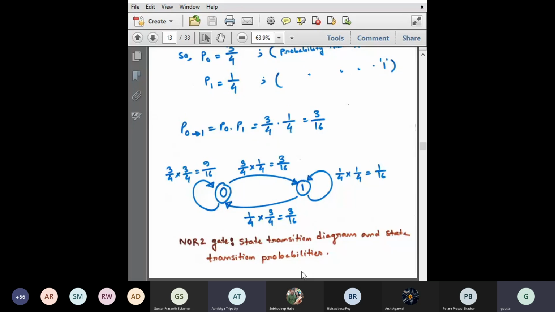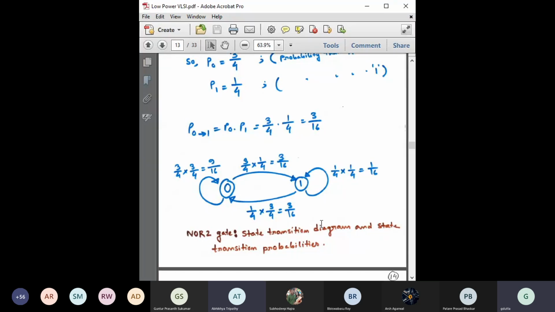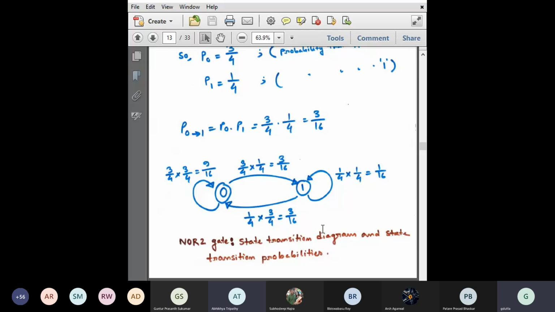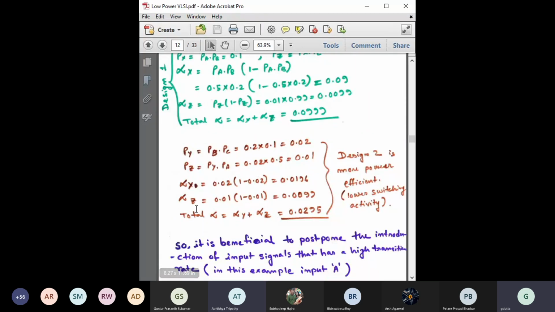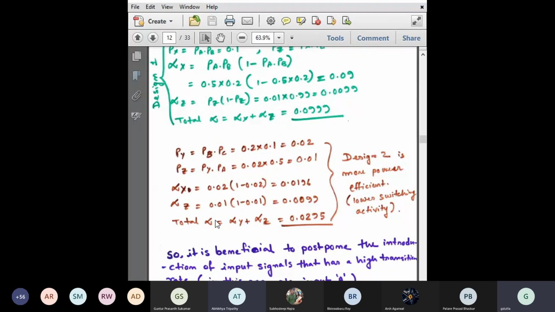Similarly, if any new gate is given to you, you should be able to find the transition probabilities from one state to the other, and depending on that, you should be able to find the total switching activity in a particular design, right?